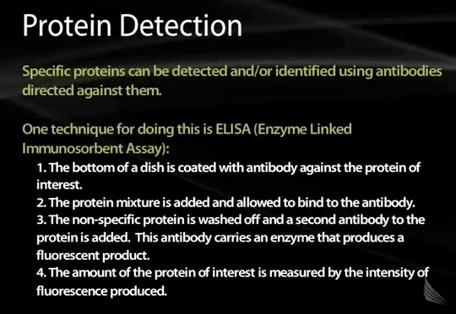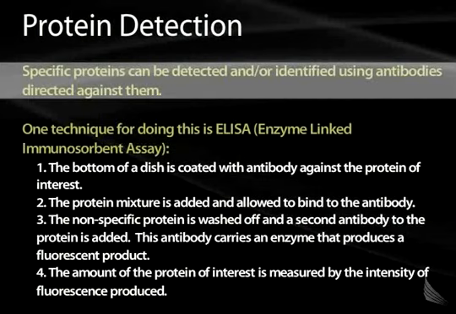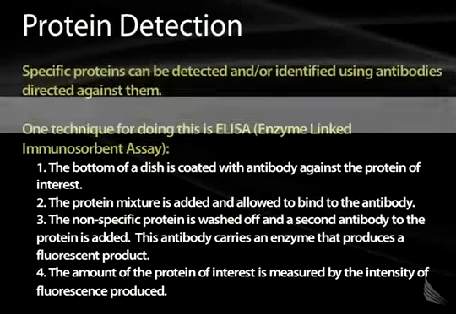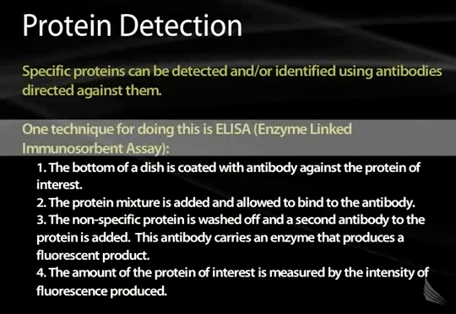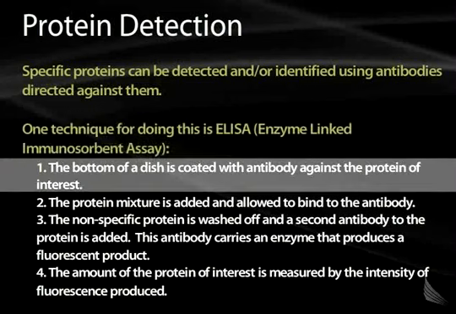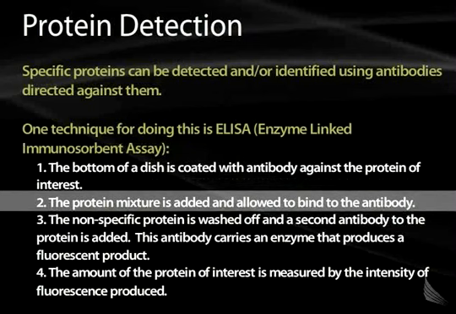Once we've separated these proteins, we have to be able to detect specific proteins. We can detect specific proteins using antibodies, which have been produced by injecting an animal with the protein and having that animal raise specific antibodies against it. One technique for doing this is what we call enzyme-linked immunosorbent assay, or ELISA. In ELISA, we coat the bottom of a dish with antibody that's against whatever protein we're looking for. We can then take a protein mixture, add it to the dish, and allow the specific protein that we're interested in to bind to the antibody.